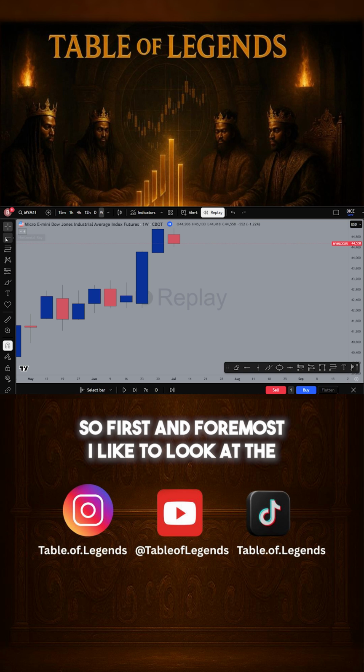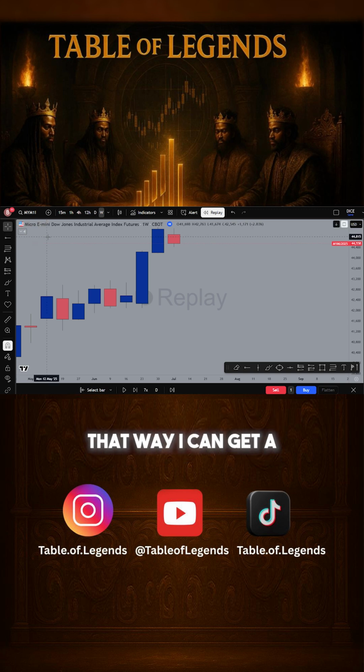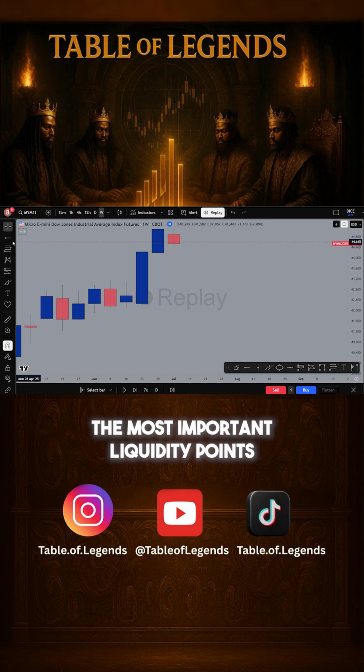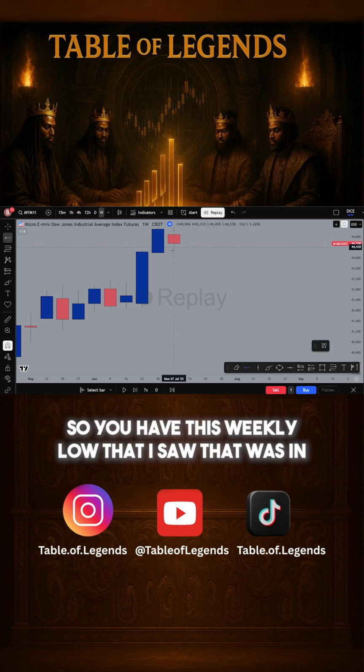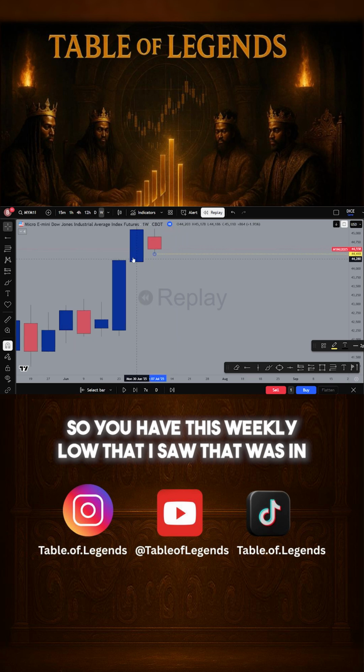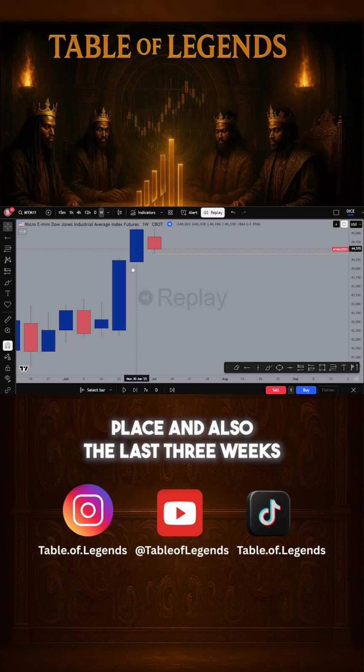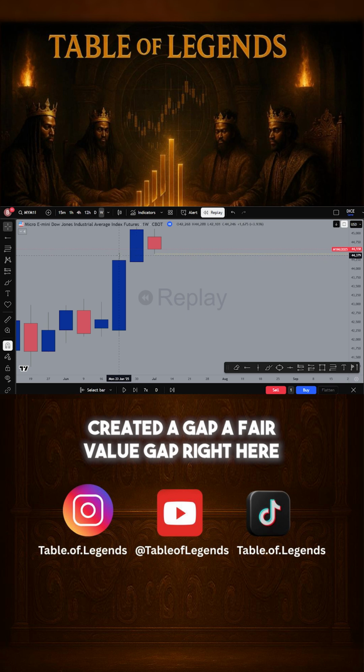So first and foremost, I like to look at the higher time frames. That way I can get a bigger picture and also see the most important liquidity points. So you have this weekly low that I saw that was in place, and also the last 3 weeks created a gap, a fair value gap right here.